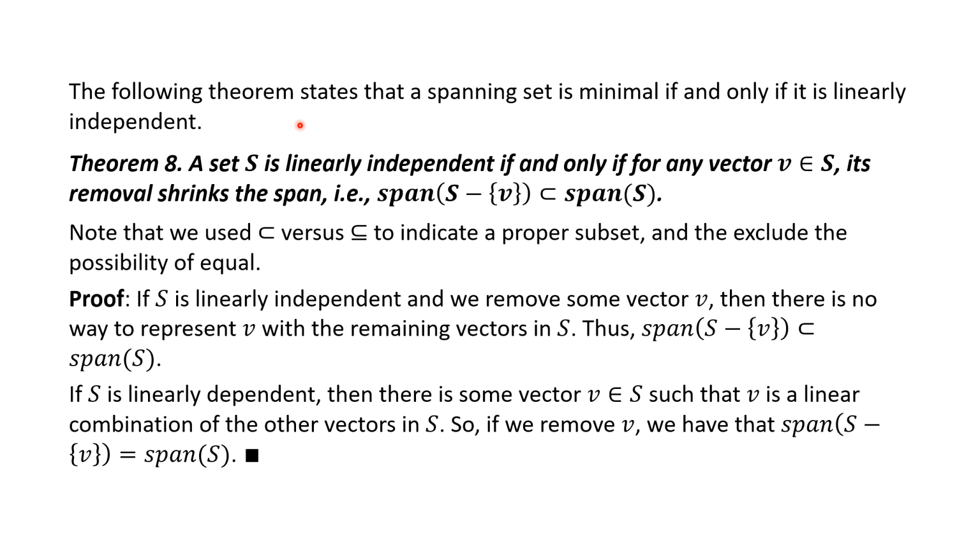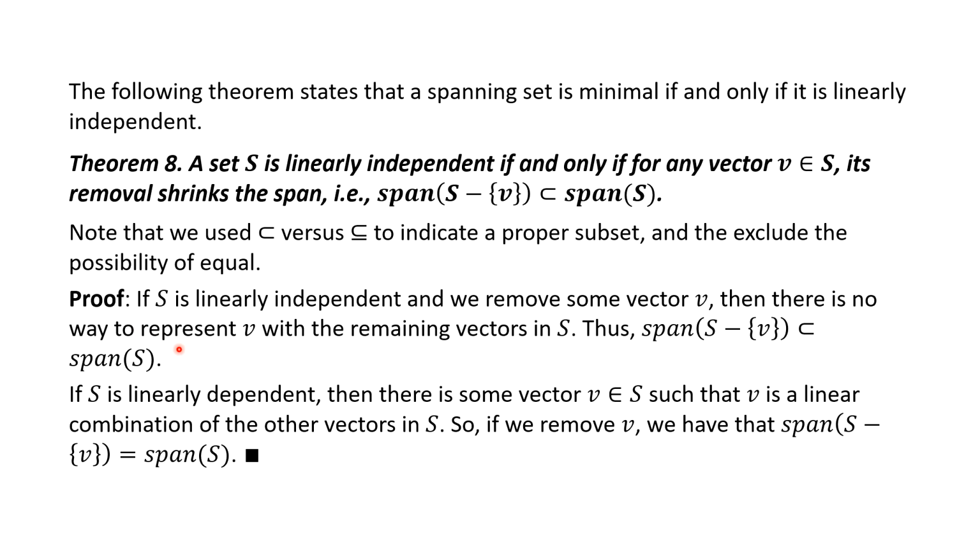The following theorem states that a spanning set is minimal if and only if it is linearly independent. In particular, we have theorem 8. A set S is linearly independent if and only if, for any vector v, an element of S, its removal shrinks the span. In other words, the span of S with v removed is a proper subset of span S. Proper meaning it can't possibly be equal to. That's a standard notation here. When you put a little line underneath the subset, that means it's possible for the subset to equal the containing set. So this is if and only if.